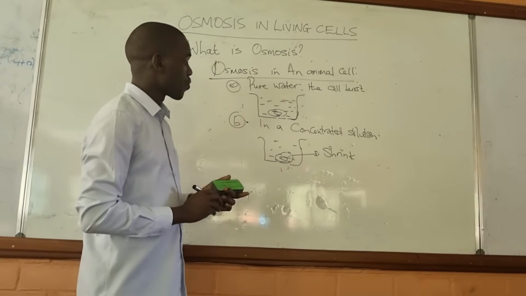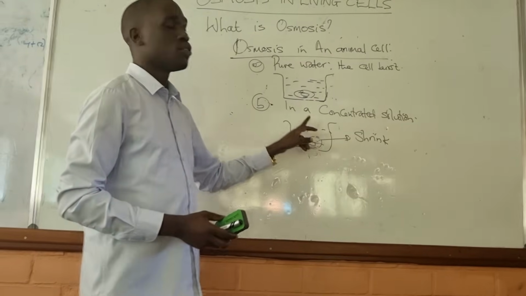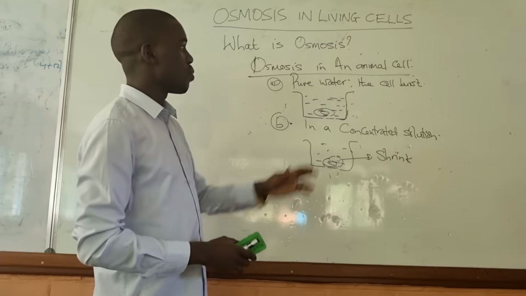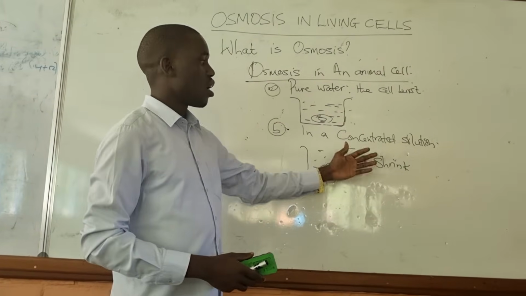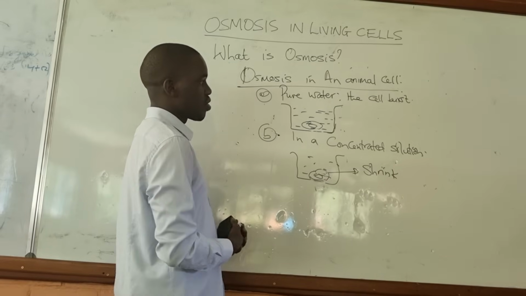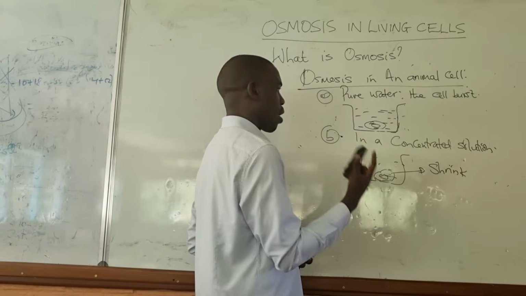That is from a dilute to a concentrated. So that is for the animal cell. In pure water, the cell will burst, and then in a concentrated solution, the cell is going to shrink. Let us summarize with what happens with a plant cell.